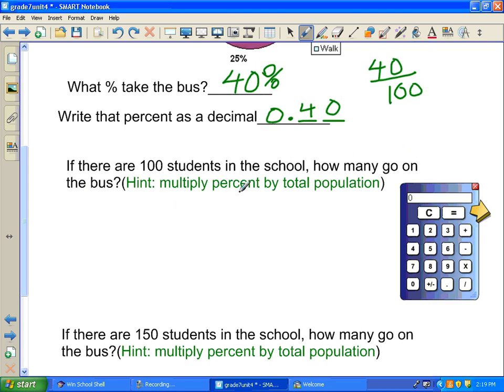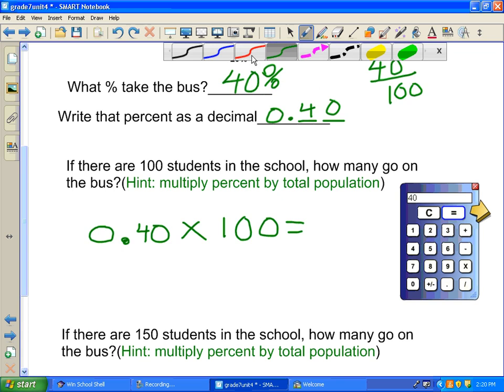Well, we got to multiply the percent by the total population. So what was our percent? It was 40%. As a decimal, that is 0.40. And how many students? Well, we have 100. So 0.40 times 100 equals 40 students.